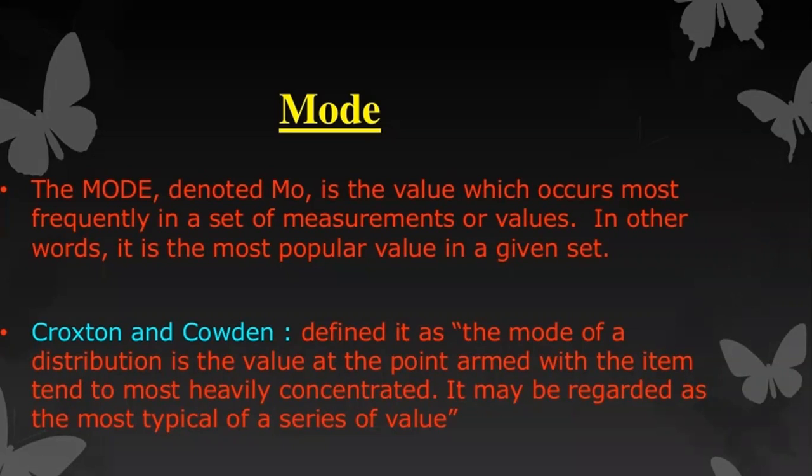They define it as: the mode of a distribution is the value at the point around which the items tend to be most heavily concentrated. It may be regarded as the most typical value of the series. So you can say in other words that mode is another important measurement of central tendency, which is conceptually very useful. Mode is the value occurring most frequently in the set of observations and around which other items of the set cluster most densely.